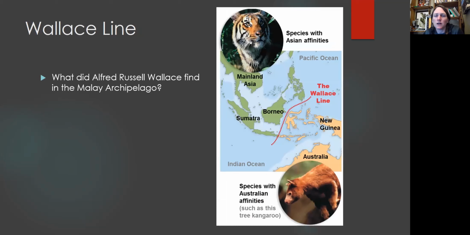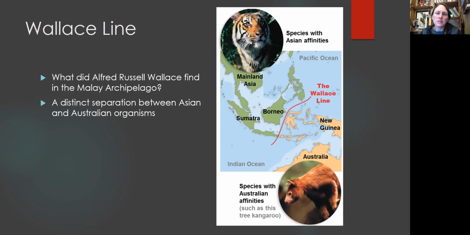And so we often talk about both Darwin and Wallace as kind of putting forward the theory of evolution. So really, a very interesting, very young natural historian who was traveling the world and making collections in his 20s. So what he found when he was in Borneo and New Guinea is this distinct separation between what he considered Asian species and what were considered Australian species.